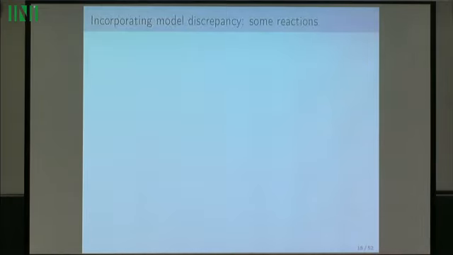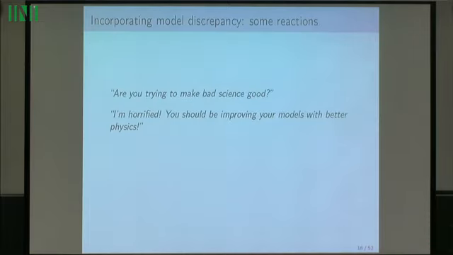Now no one's really complained about model discrepancy here, which is good, but it doesn't always go down very well with modelers, and I quite like to collect quotes that I hear from collaborators or elsewhere. So here's a couple. What are you doing? Are you trying to make bad science good? This is terrible. Why are you trying to? What about, you should be putting better physics into your model, not just fudging it with one of these funny normal distributions.